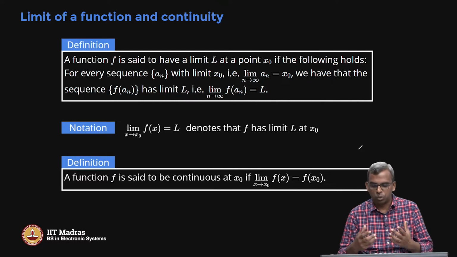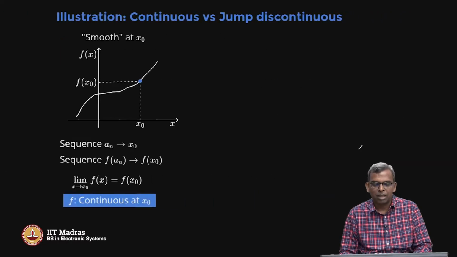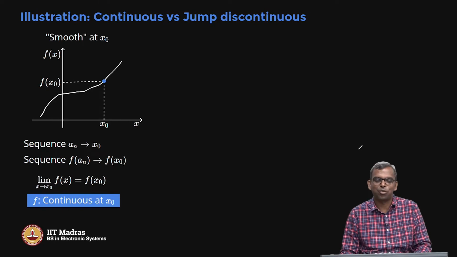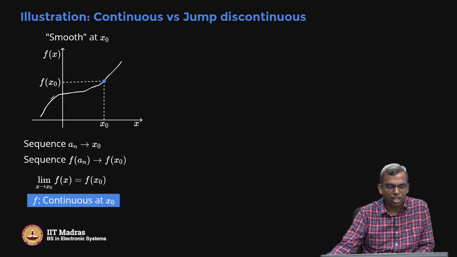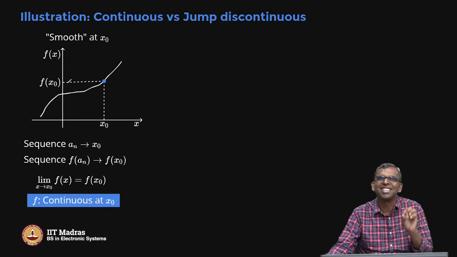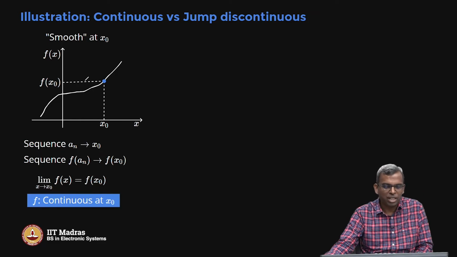So let's see some illustration. Let's go back to our wonderful illustration of continuous versus jump discontinuous. So we had our function here, and this is just a graph, and you can sort of see that if I have a sequence going to x naught, the f of x a n also will go to f of x naught. I'm not proving anything here. It's just an illustration to show when the function is smooth at x naught like this, you will have the limit as x tending to x naught f of x be f of x naught.